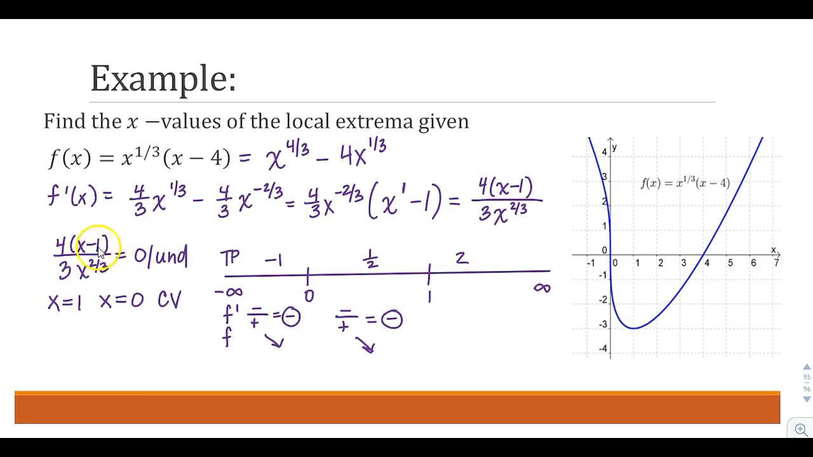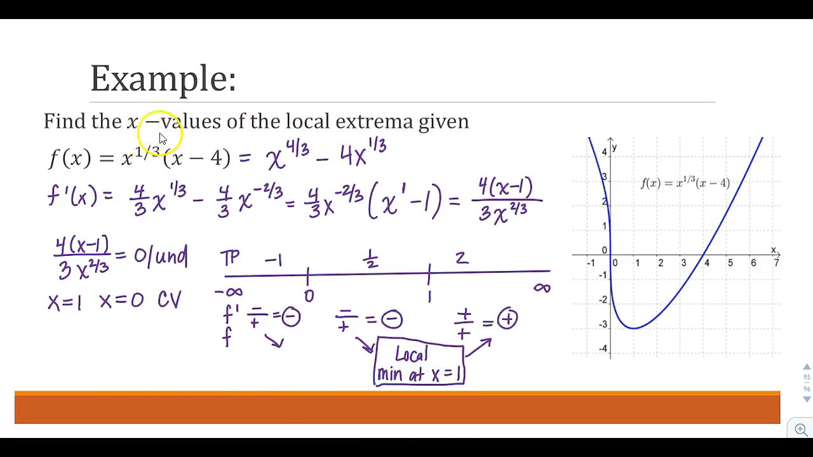And at 2, the numerator is 2 minus 1 on the top, so that leaves me with a positive over a positive, so overall positive, which means f changes to increasing. So at my critical values, at 0 and 1, well, at 0, there is no sign change. F prime stays negative, so f stays decreasing. So at 0, there is no local extrema, but at 1, there is a sign change on f prime from negative to positive, so f changes from decreasing to increasing, meaning we have a local min at x equals 1.